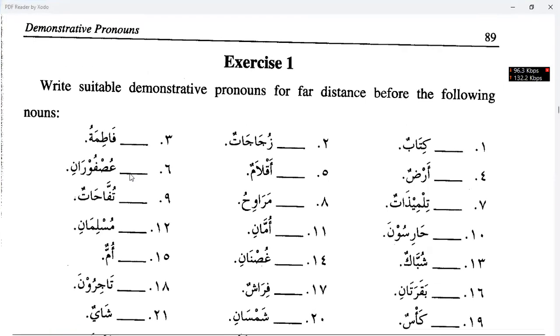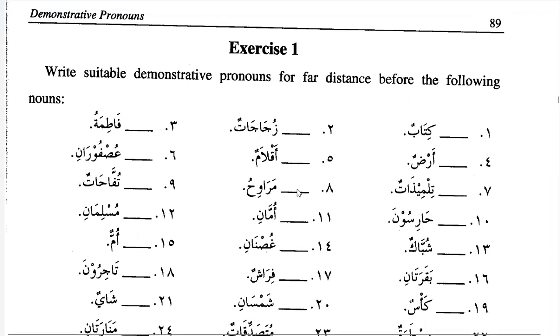Zanika. Next student is Mr. Muhammad Samba. Tilmizat. Tilka tilmizat. No, wrong answer. Ulaika tilmizat. Next. Marawih. What is marawih? Fans. F-A-N. Yes. Okay. Ulaika marawih. No. Ulaika is for only intelligent things. Marawih. Okay. Tilka.